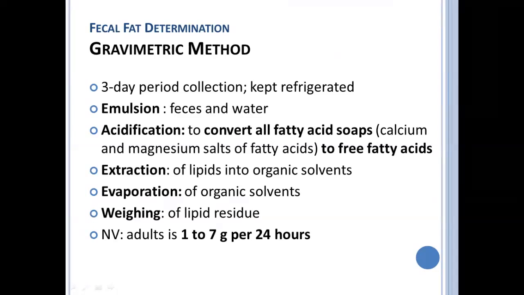to free fatty acids. And then, i-extract mo lang, gagamit ka ng organic solvents. Yun ang problema dito sa gravimetric and the titrimetric method. Kung magamit ng HCl, usually ito, na sa acidification. And then, the organic solvents.